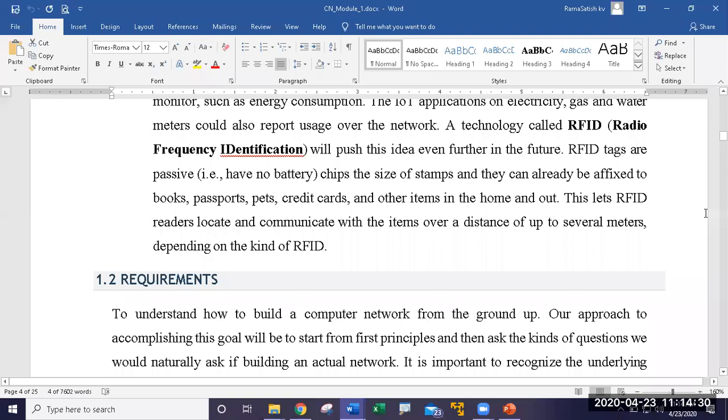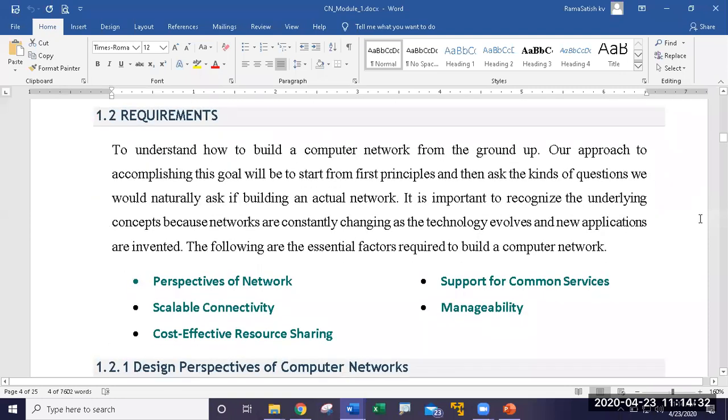Further, we move on to requirements. In order to build a computer network, what are the essential factors we have to consider? First one, the perspective of networks: what is it that you are taking from the network? Second one, scalability of connectivity. As the number of users increases, the network should support it.